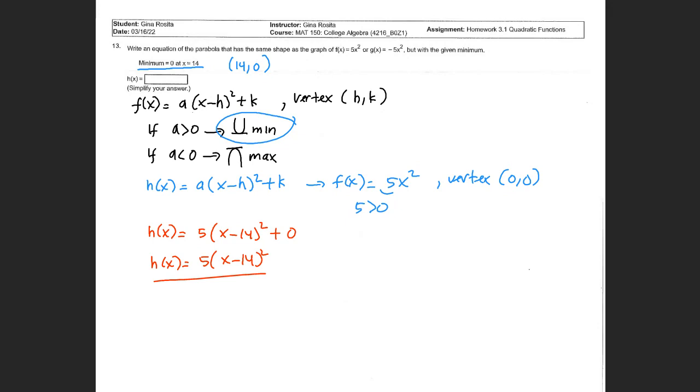Any question for this one? For this one, the vertex is 14 and 0.